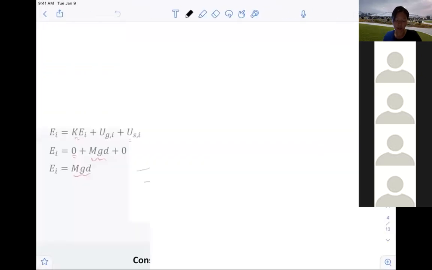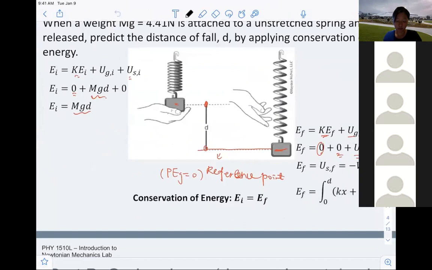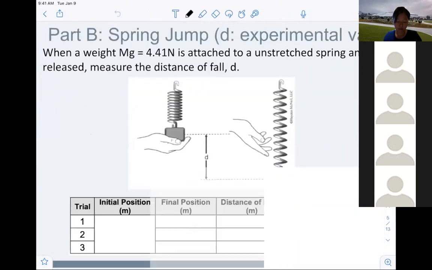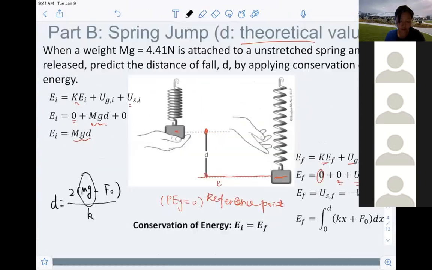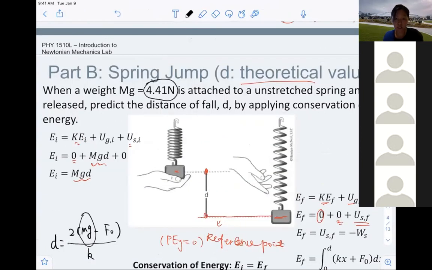So in our lab, from the theoretical method, you get d is 2mg minus F0 over k. The weight that you used is 4.41 newtons. That's already decided for us. We use a particular kind of mass so that the weight is this much.